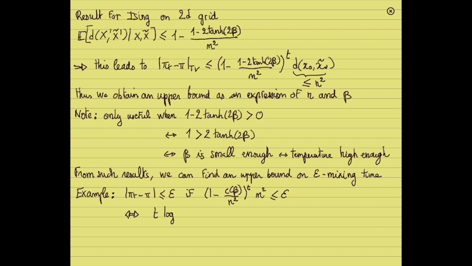And so then we can do a bunch of manipulations if we would like to see what it would mean for t as a function of epsilon, n, and beta. So without losing anything, for example, we obtain that t must be at least log epsilon minus log n squared divided by log of 1 minus this c of beta over n squared. And we can further simplify this a little bit by using standard inequalities on the logarithm of 1 plus x. And this would tell us an upper bound on the mixing time.